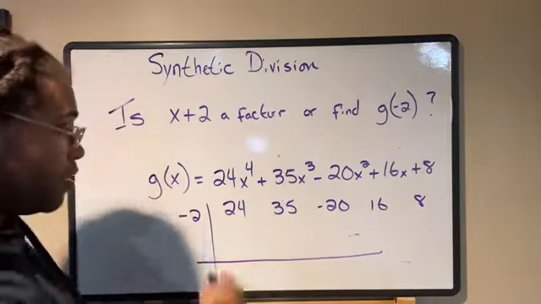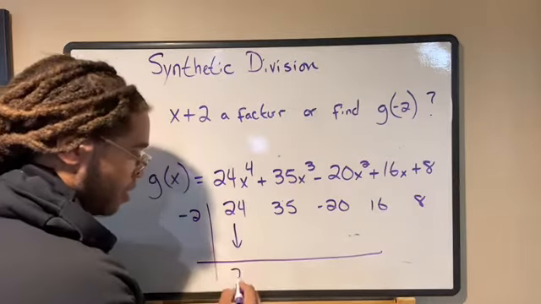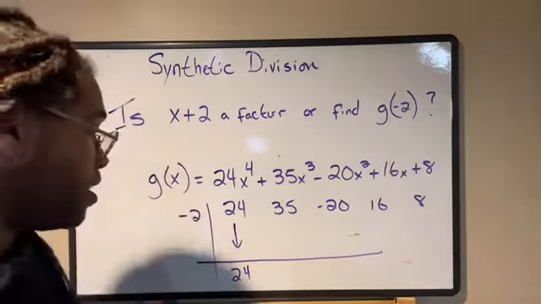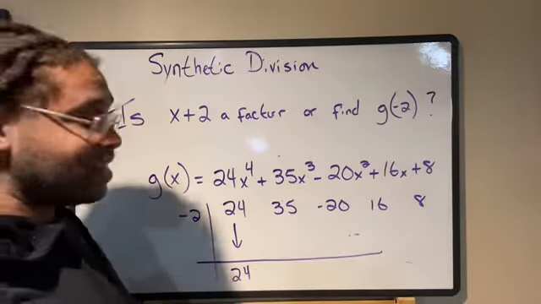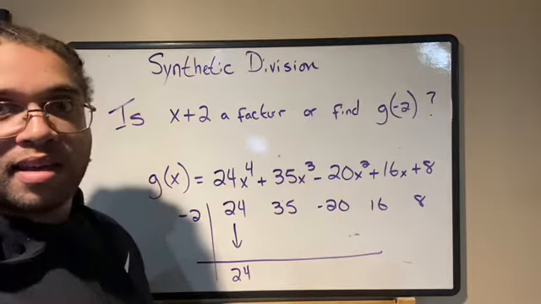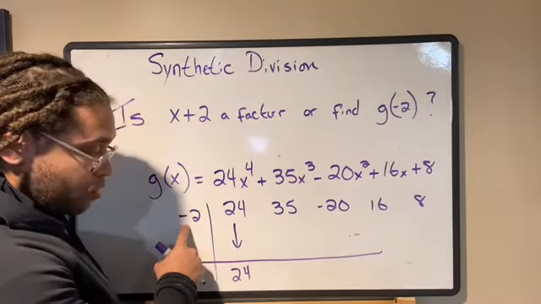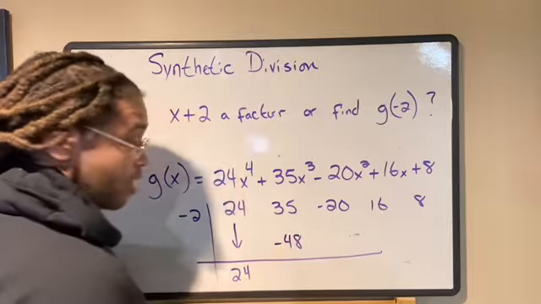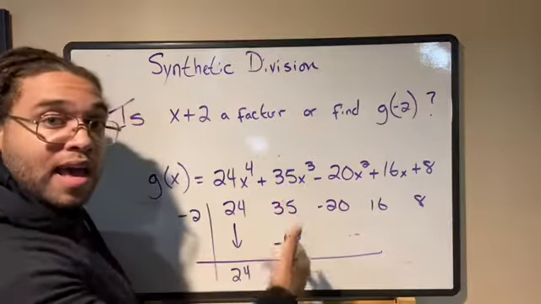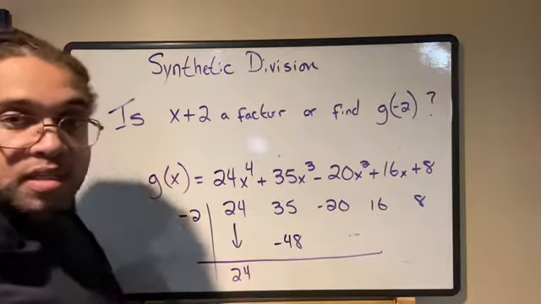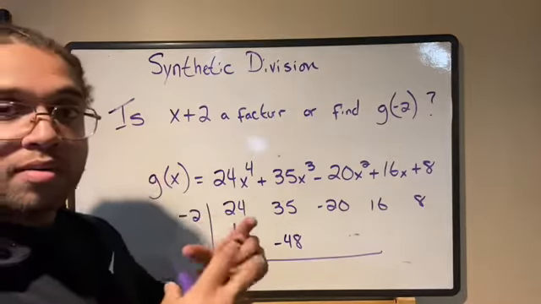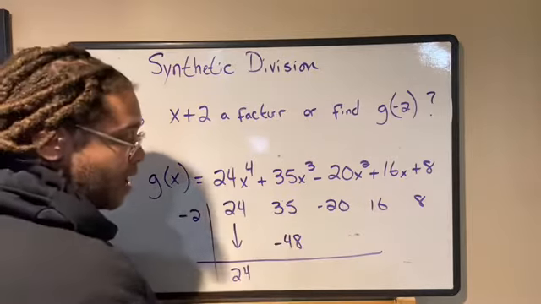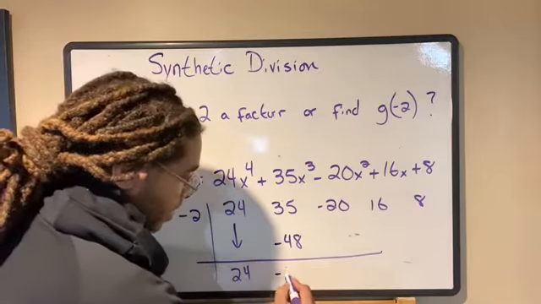First thing you're gonna do, 24, that first number, you always bring it down. It might not always be 24, doesn't matter what it is, you always bring that first number down, right? And then from there, the process is multiply and add. So -2 times 24, that's -48, right? Now, when you're in here, you're gonna add. Clearly, these are different signs, so we're gonna subtract. When I say add, I'm just talking about combining the numbers together, so I should say combine. So let's combine these numbers: 35 minus 48 is -13, right?